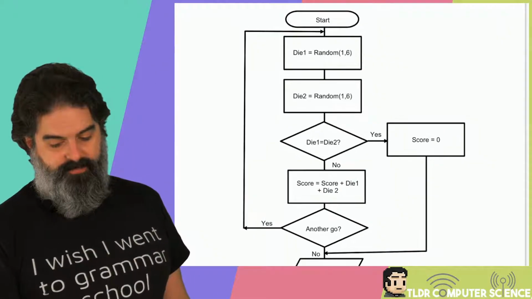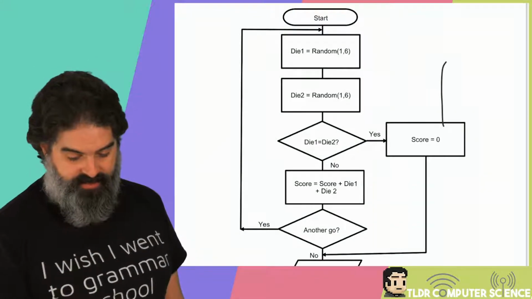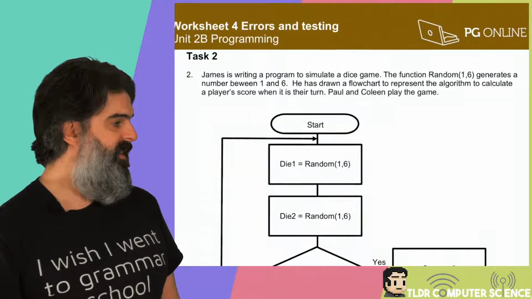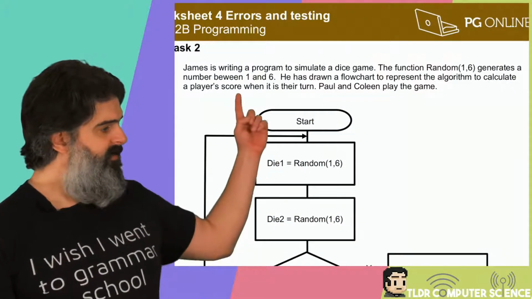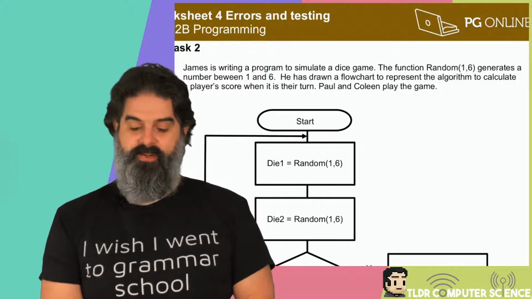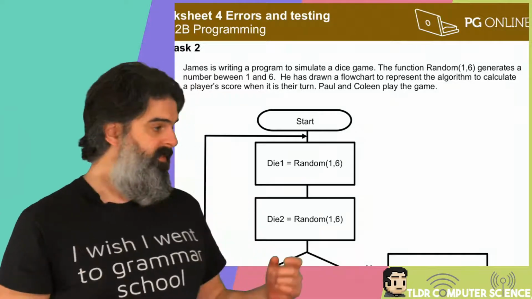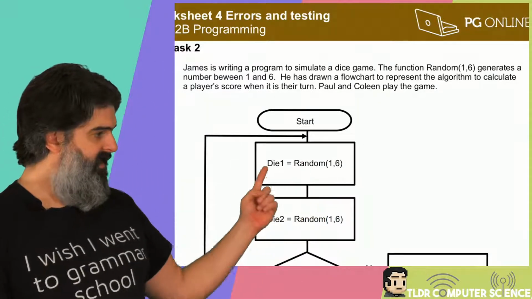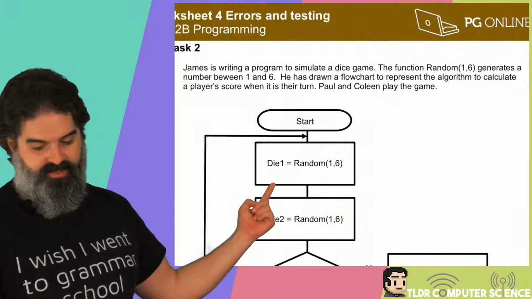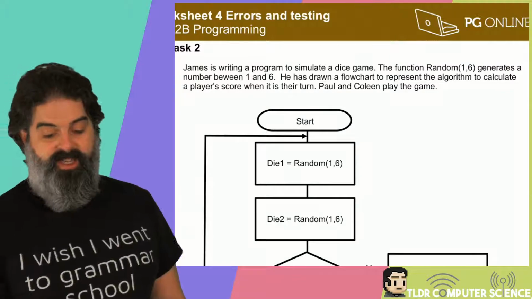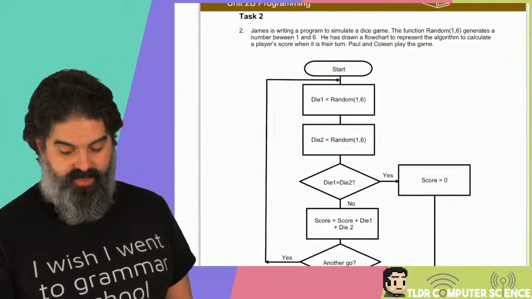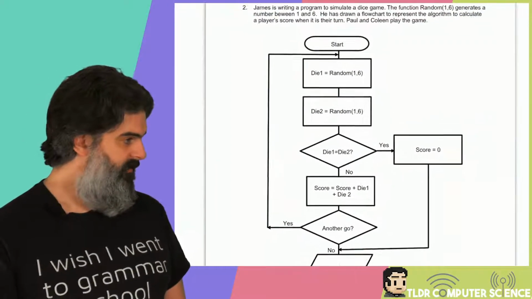Task 2 here, well, it's essentially asking you to use this flowchart and then figure out what it actually does and then write it down. So James is writing a program to simulate a dice game. The function random 1 to 6 creates a random number between 1 and 6. So if you see here where it says random 1 to 6, that means that die 1 could be 2, 3, 4, 5. It's a number between 1 and 6 randomly. He has drawn a flowchart to represent the algorithm to calculate a player score when it's their turn. And so that Paul and Colleen are playing the game.